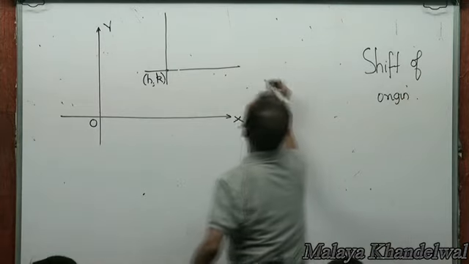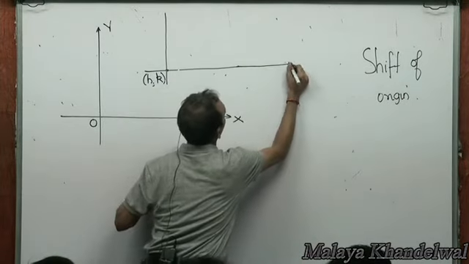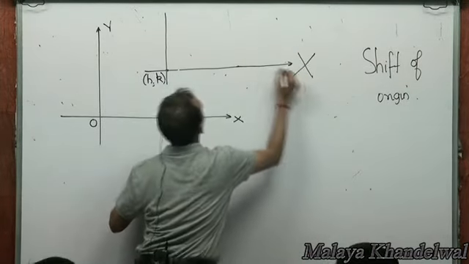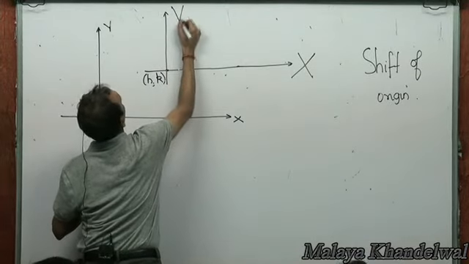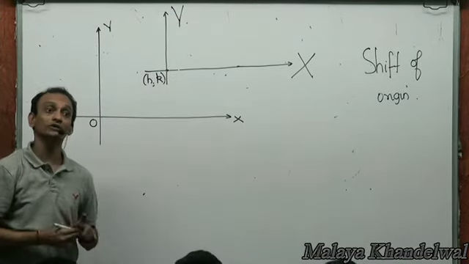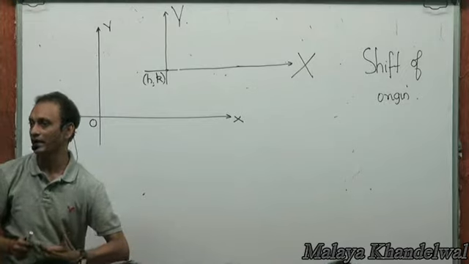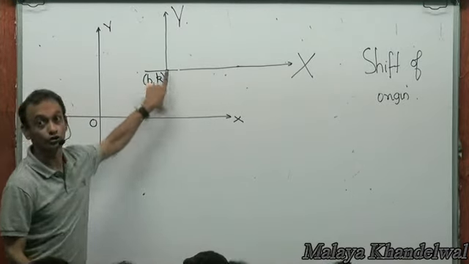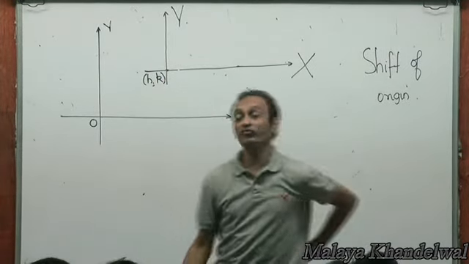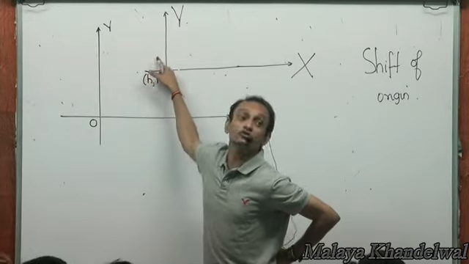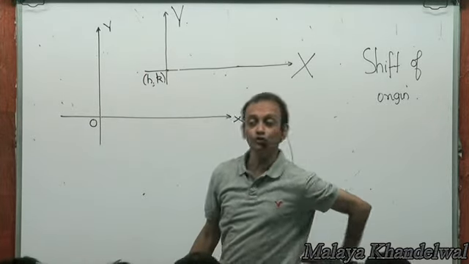Maintaining the axes parallel. Now the new coordinate axes, let's say, capital X and capital Y. Capital X and capital Y are the new x and y axes. This is the new origin. The position of the new origin referred to the old axes is h comma k.